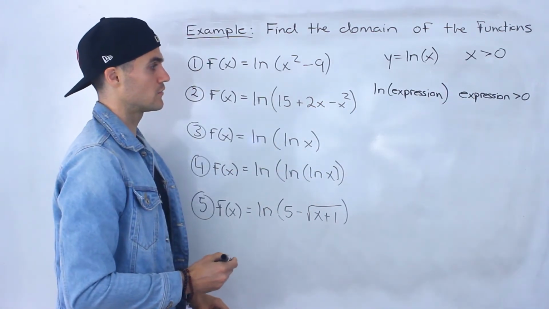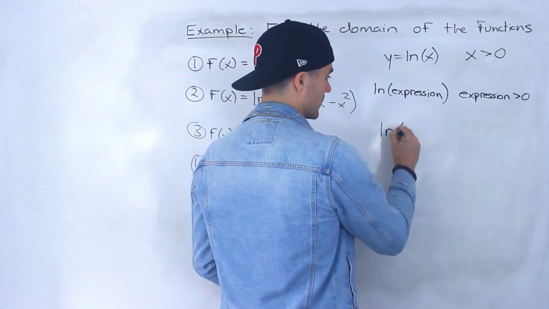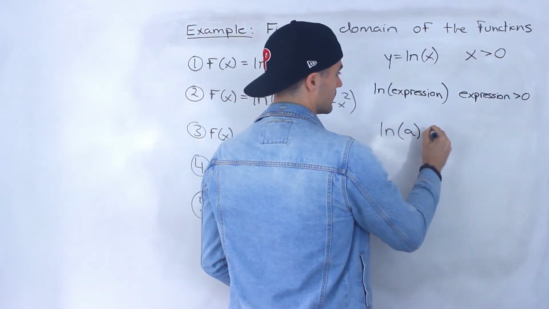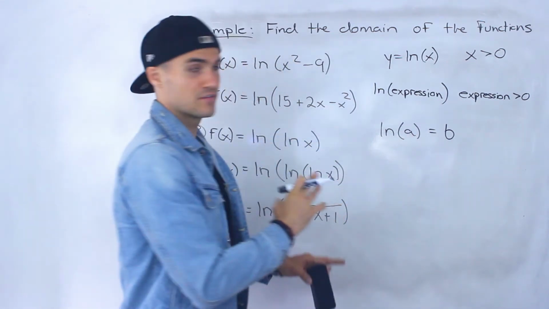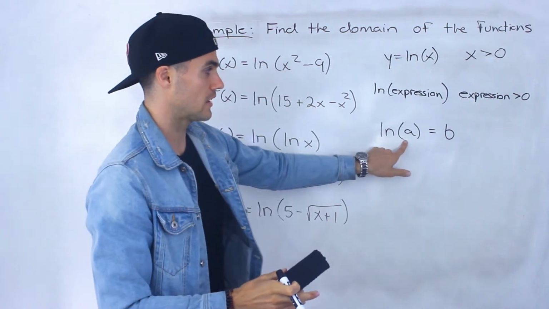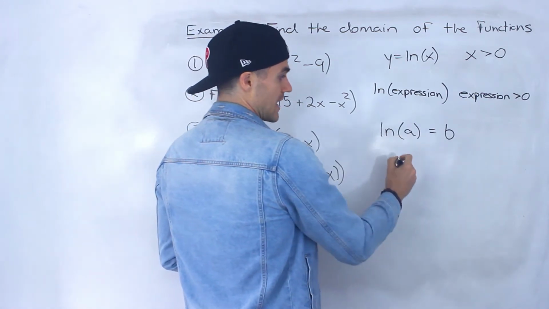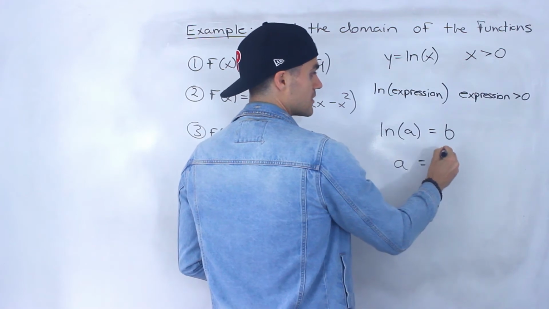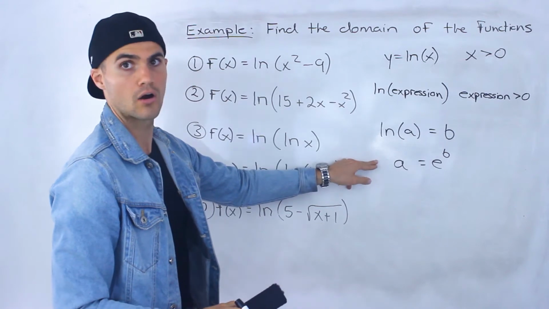Another thing I want to review is, if you remember from logarithmic equations, whenever we have ln of, let's just put an a here, and it's equal to b. Now this a and this b here, they could be variables. They could also be full expressions, just kind of keeping it general as a and b. If you want to isolate for this a, what we can do is we could write a equals e to the power of b. Okay, so both of these things are the same.